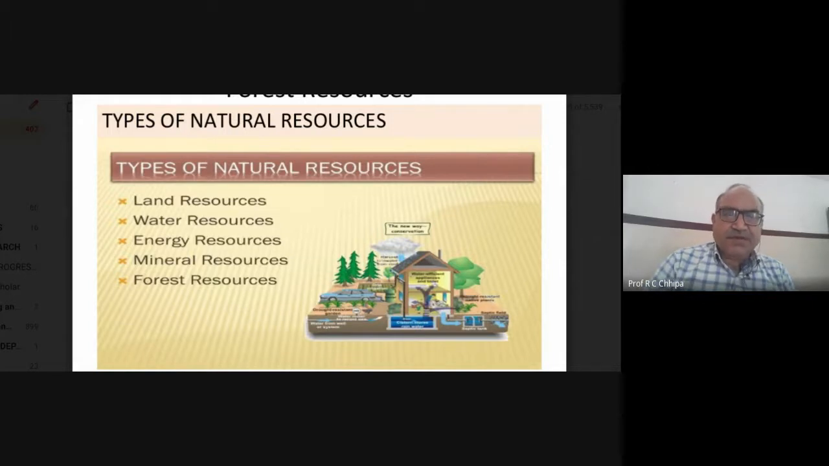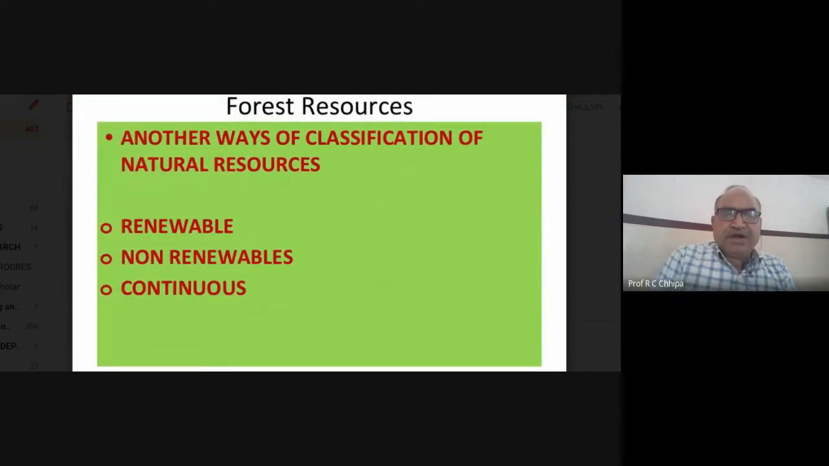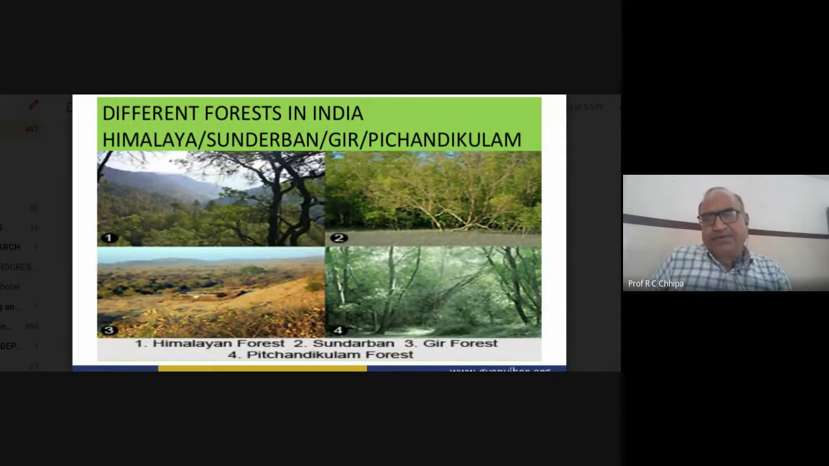So let's come towards the forest resources. Another way of classification, which we have already discussed, is that these products may be renewable, non-renewable, or continuous. This is another classification of the forest. So here: renewable, non-renewable, and continuous. Let's look at the different types of forest.